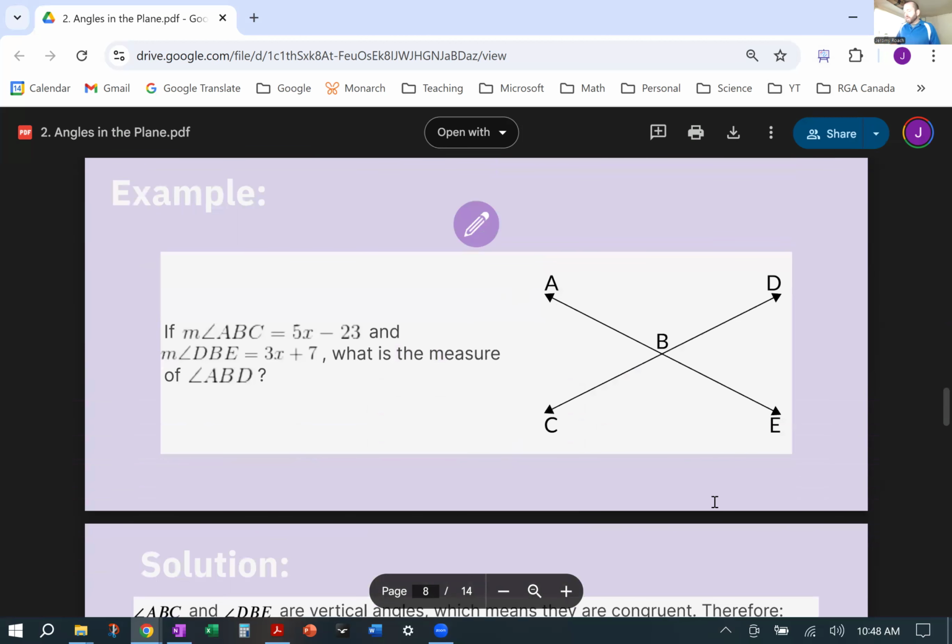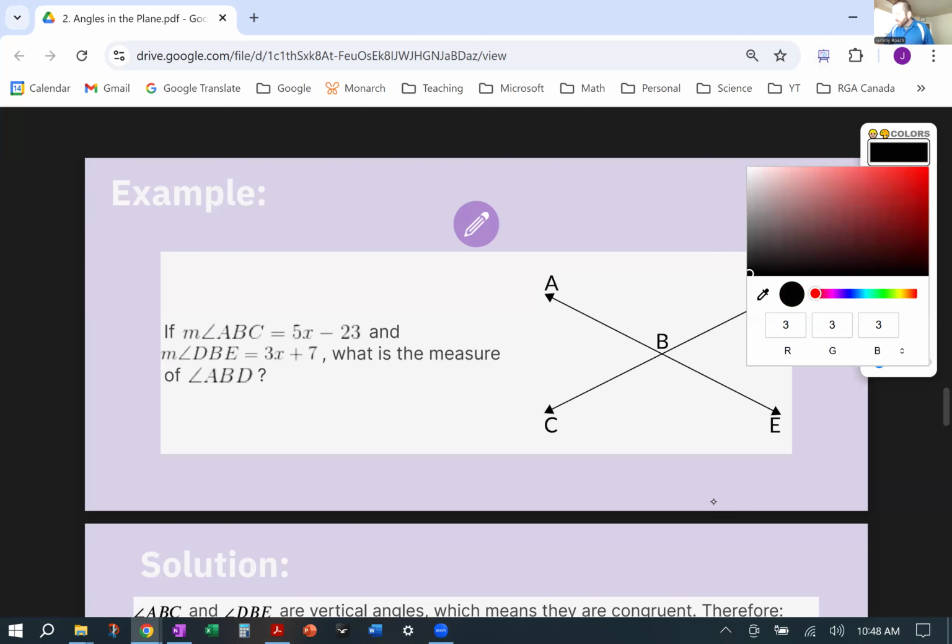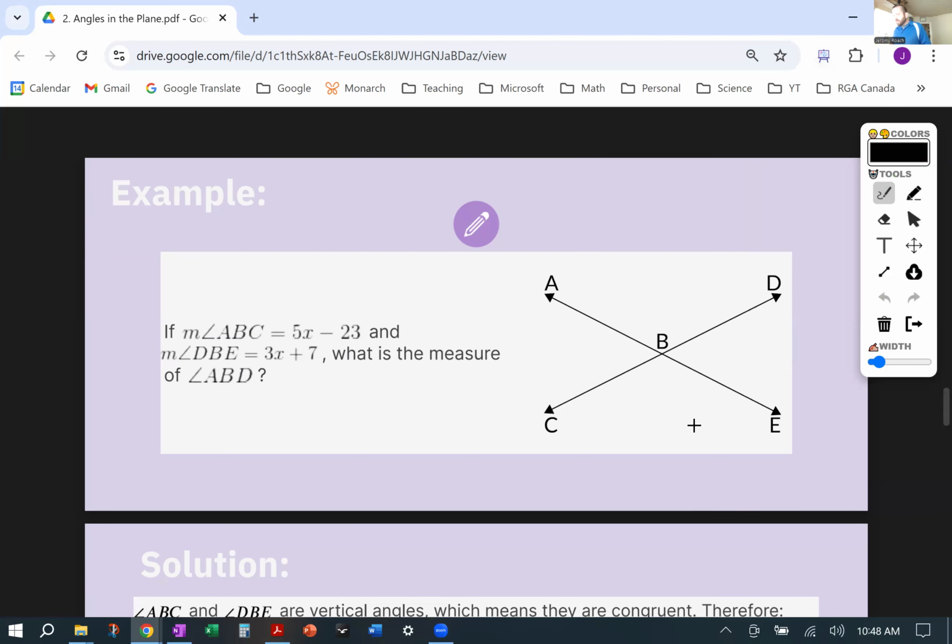Let's look at some algebraic examples because we have to solve some of these algebraically. They'll give us a statement that tells us what the angle is in terms of x or y or some other letter. And we have to figure out what that letter is, and then we plug in the value to figure out the total degrees. So ABC is that one. That's 5x minus 23. DBE is this one, and it's 3x plus 7.